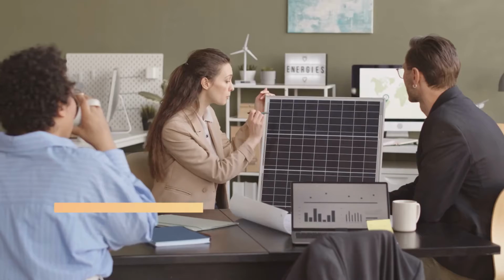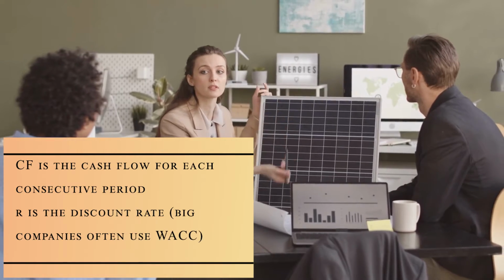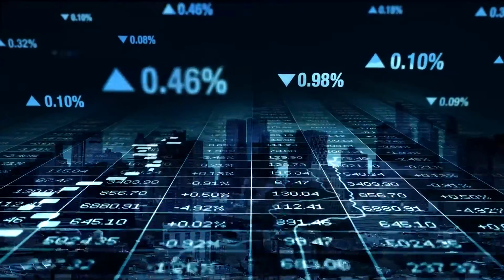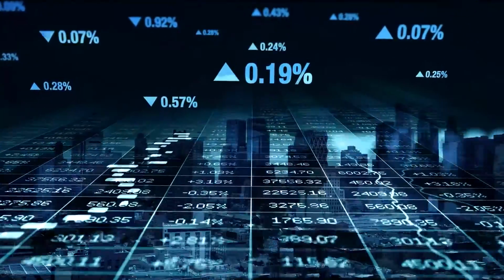To get a clear idea of how to use the discounted cash flow model DCF, let's have a look at this formula. CF is the cash flow for each consecutive period. R is the discount rate. Big companies often use WACC. Future cash flows that we anticipate receiving are discounted to their present value using a rate of return that we believe to be achievable at the time.